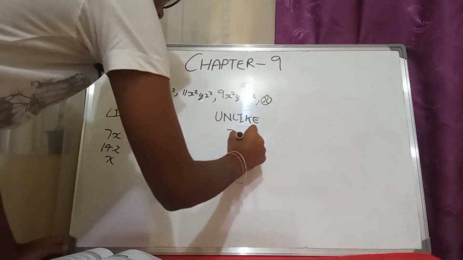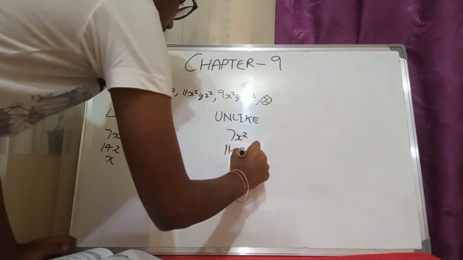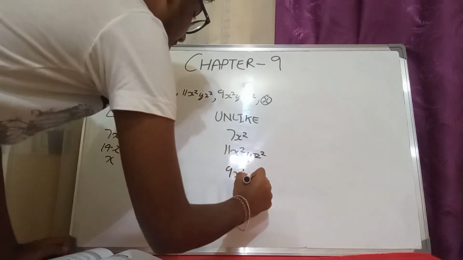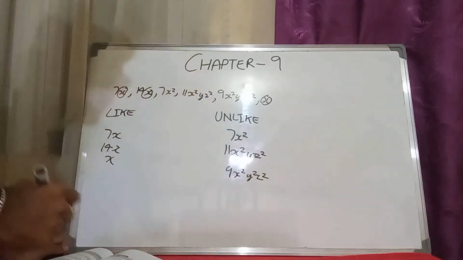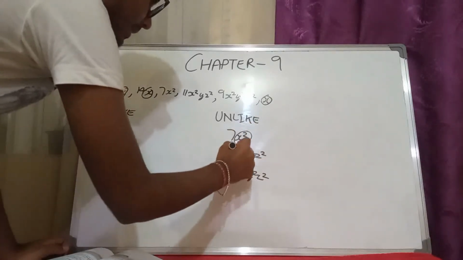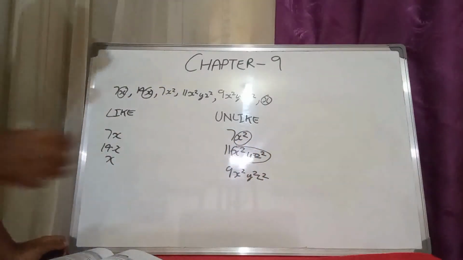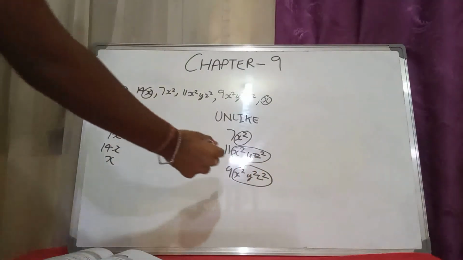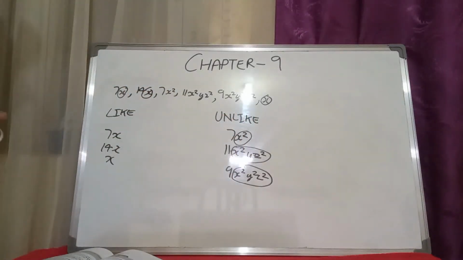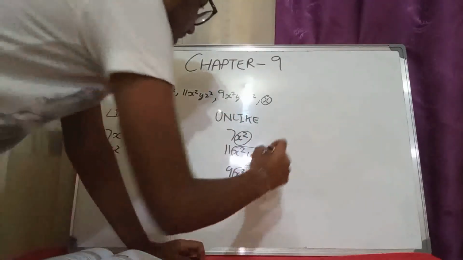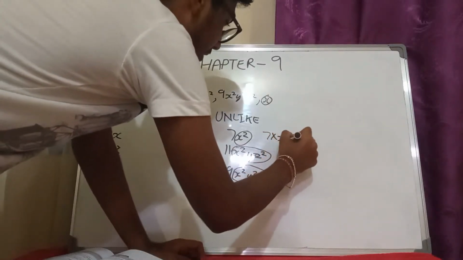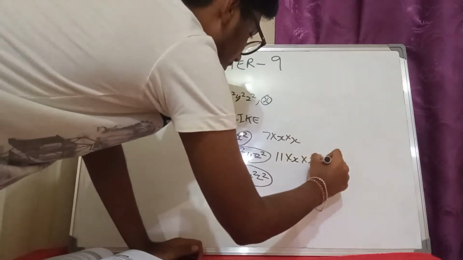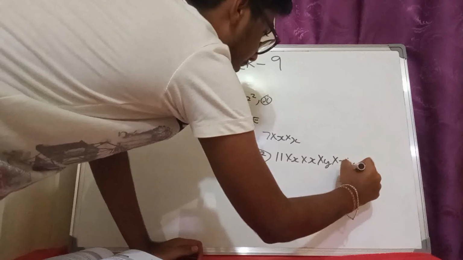For unlike terms we have 7x square, 11x square yz square and 9x square y square z square. You can see here that this is x square, but the second one has x square, y and z square, and this one has x square, y square, z square. So in these three, the same algebraic coefficient is not there. As this is 7 into x into x. In this, it's 11 into x into y into z into z.